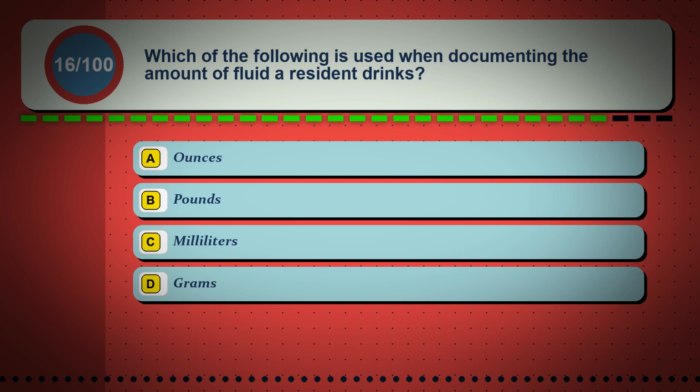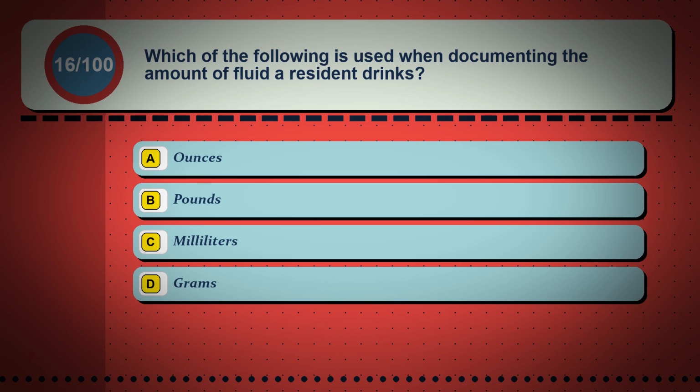Question 16. Which of the following is used when documenting the amount of fluid a resident drinks? Option A, ounces. Option B, pounds. Option C, milliliters. Option D, grams.